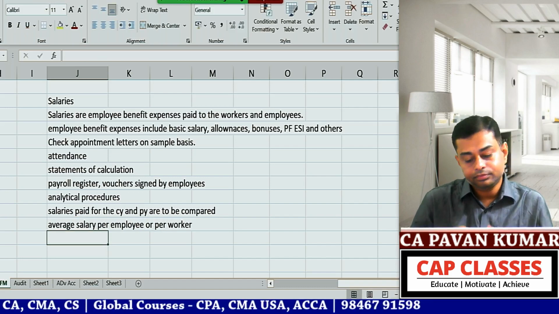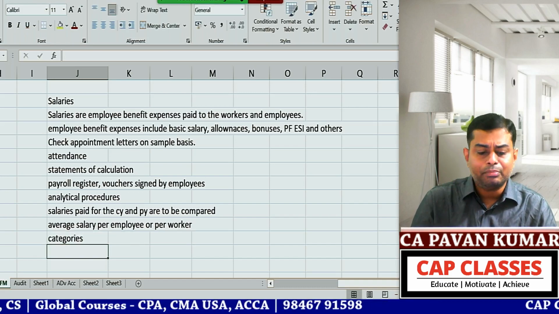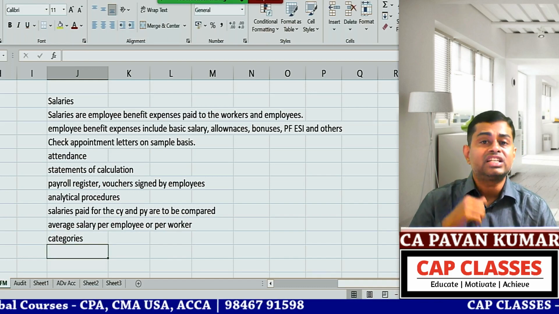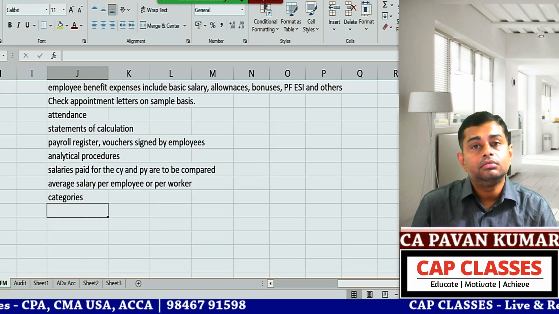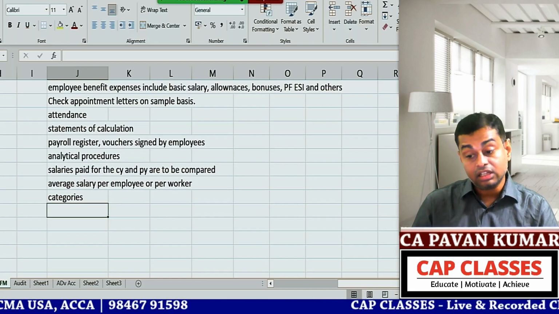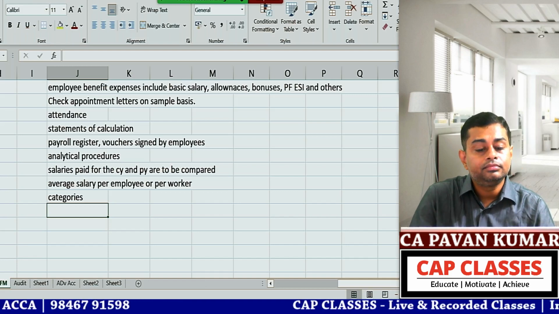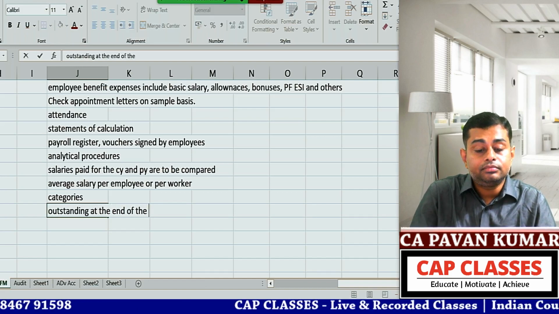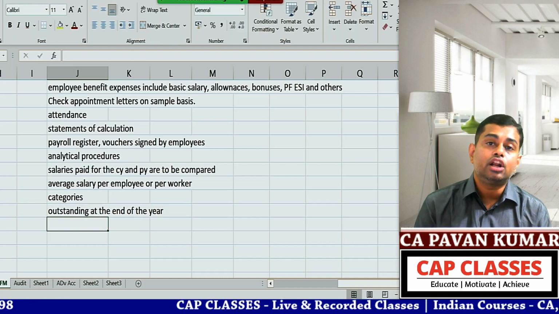Any outstanding salaries. Then categories. You know, salary paid to office employees, salary paid to showroom staff, salaries paid to productive laborers, wages, director's remuneration. Those categories you need to verify. Then outstanding at the end of the year. Whether the outstanding entry is properly passed at the end of the year or not.